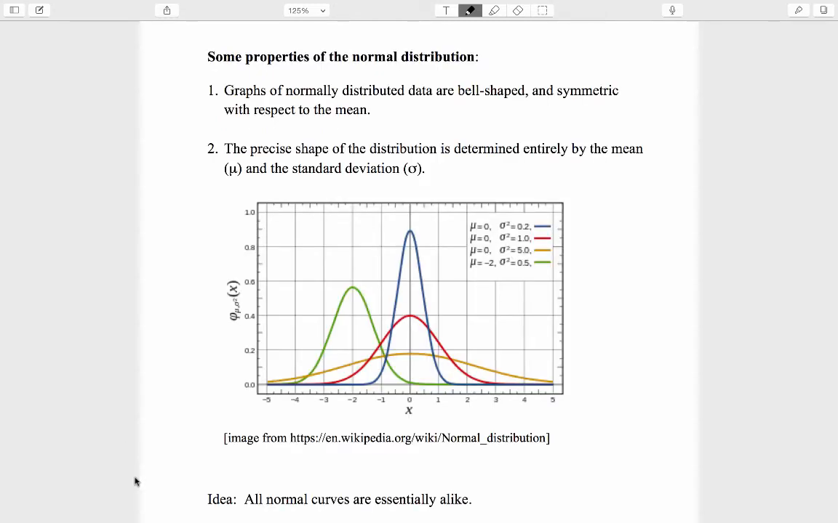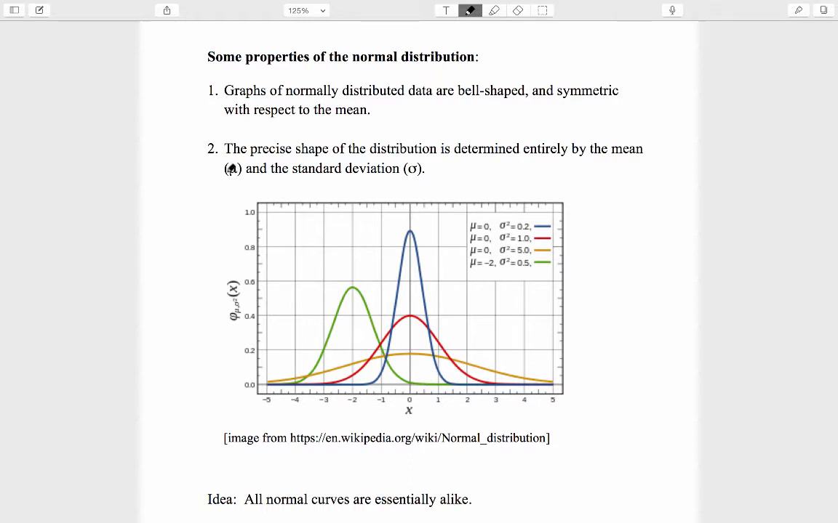Let's look more closely at the normal distribution and how it works. The first property we've actually already noted. It's that the graphs of normally distributed data are bell-shaped, and in particular they are symmetric with respect to the mean. The left side of the curve is a mirror image of the right side of the curve.